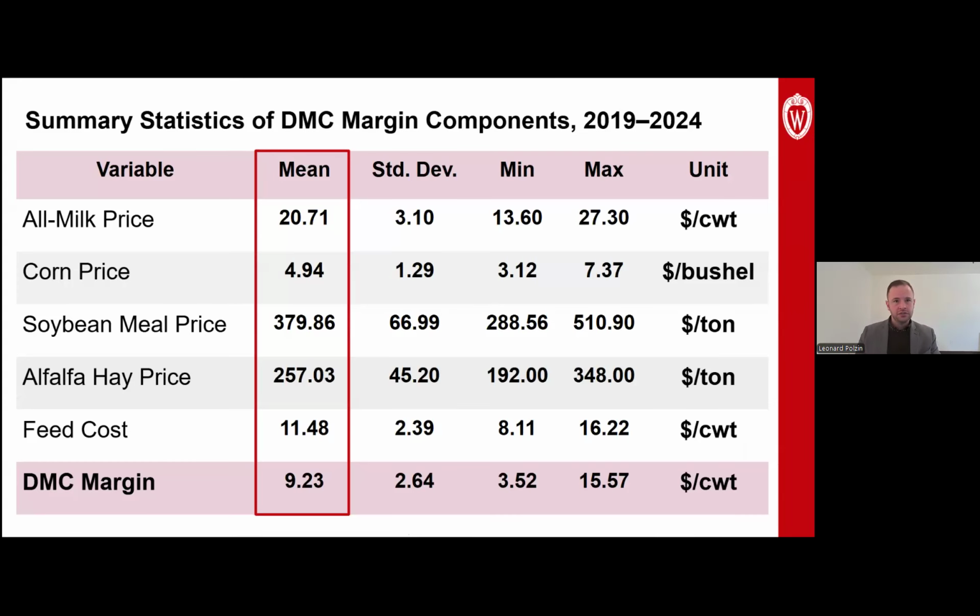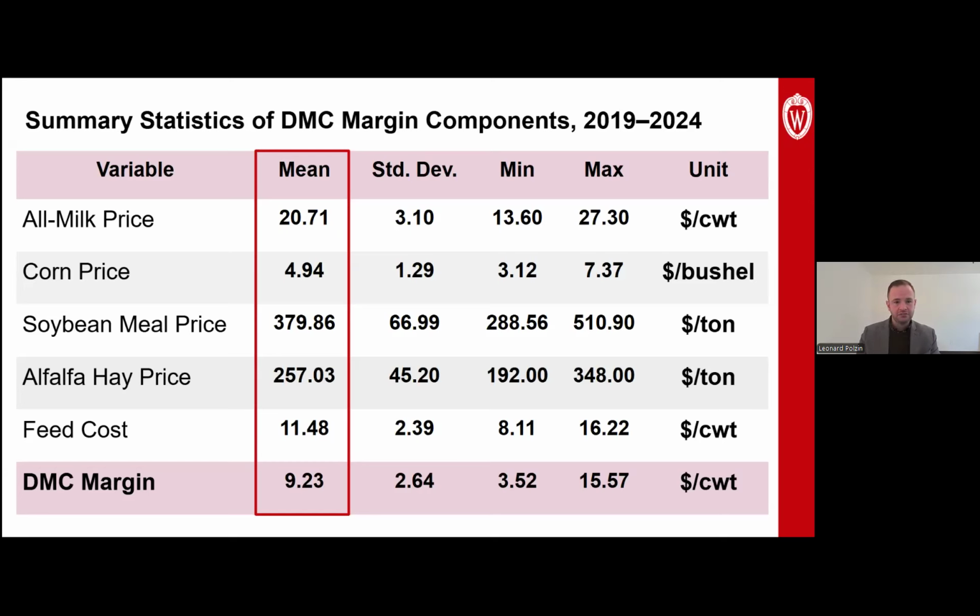Which leads us nicely into historic performance. If we take a look at where our all milk price is, this is over the enrollment period. All of the announced prices haven't come out for 2025 yet, so I didn't want to include that in this. Don't let that confuse you for future slides here in order to frame decisions better. We did include that, but just as a pure historical perspective, over the life of the Dairy Margin Coverage program, all milk price was about $20.71, and our feed cost was about $11.48.